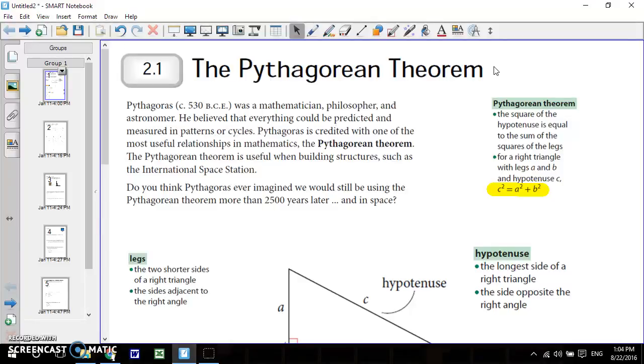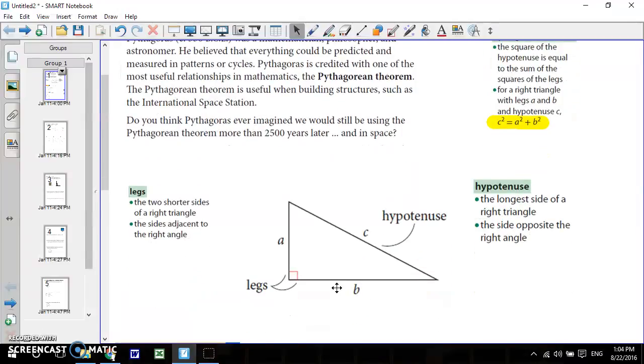Today's lesson 2.1, the Pythagorean Theorem, is found on page 24 in your workbook. You learned about the Pythagorean Theorem in grade 9, and you may remember that we can use this rule to solve for missing sides found in a right triangle. Let's take a look at this diagram.